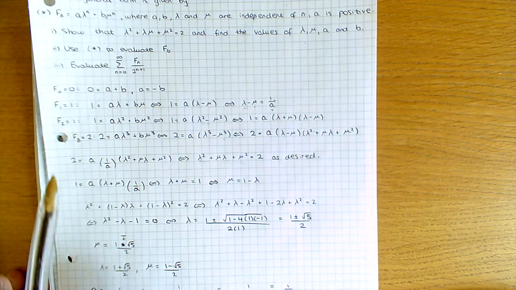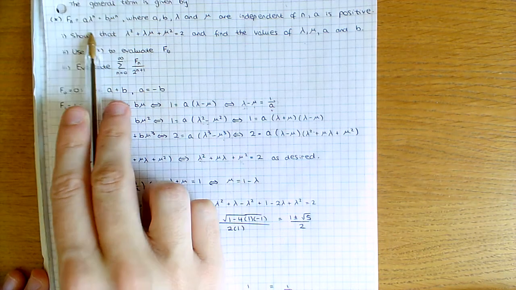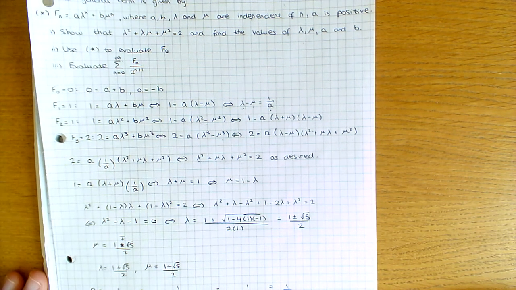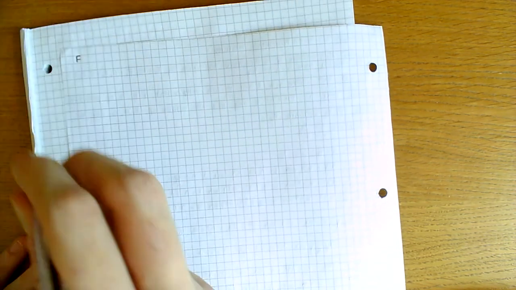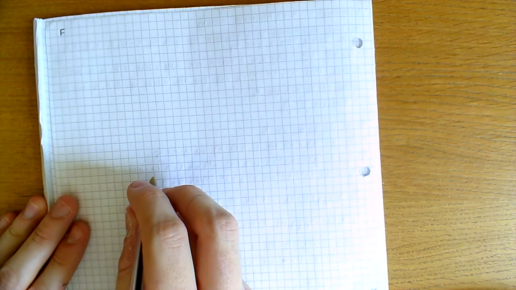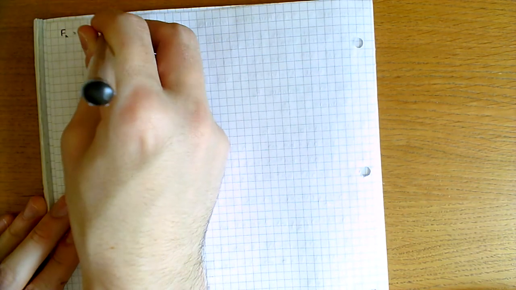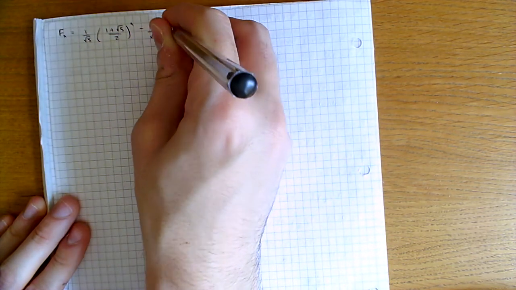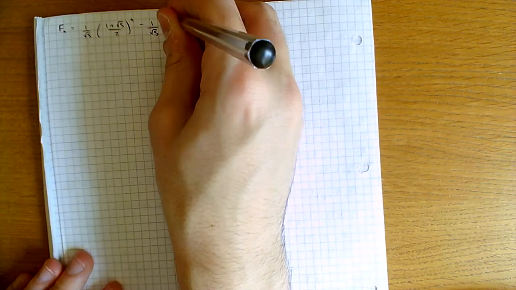Okay, the next part of the question says using this formula, so using star, the equation, evaluate f6. So how would we do that? Well, let's write down the equation again on our new sheet of paper here. So fn was 1 over root 5, 1 plus root 5 over 2 to the power of n, minus 1 over root 5 times 1 minus root 5 over 2 to the power of n. My mistake, that should be 1 minus.